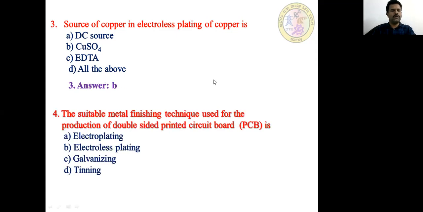Question number 4. The suitable metal finishing technique used for the production of double-sided printed circuit board is? Option A, electroplating. Option B, electroless plating. Option C, galvanizing. Option D, tinning. The suitable metal finishing technique for printed circuit board manufacturing is electroless plating.